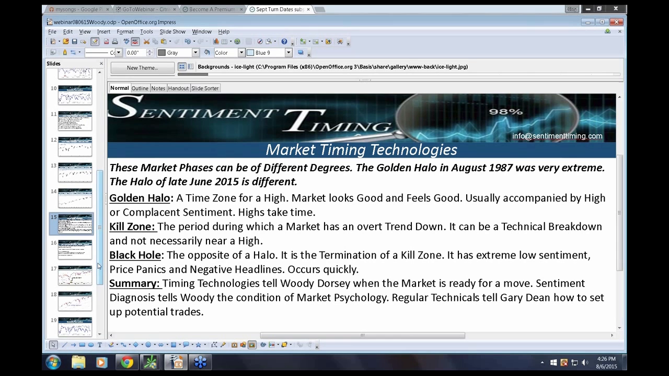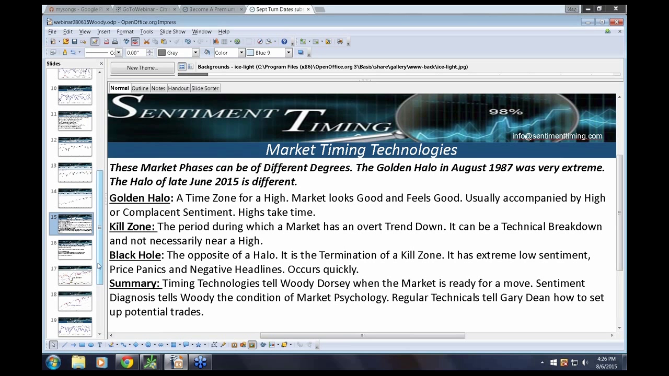Now, a black hole is the opposite of a halo. It's the termination of a kill zone. You get extremely low sentiment, a price panic, very negative headlines, and lows are very different than highs. They occur quickly. So these are a few different phases to look at.